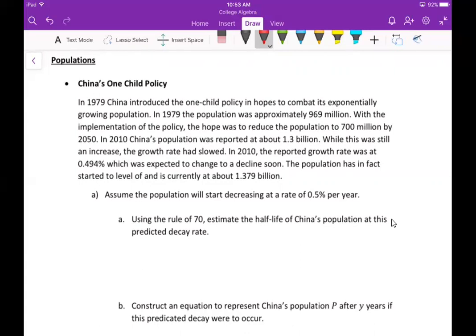And one thing that was done to control this growth, especially in a very overpopulated area, right? China is typically known for its overpopulation, is that in 1979, you guys have probably heard of this one-child policy. In 1979, China did introduce the one-child policy in hopes to stop this exponentially growing population that they had. Okay, so think about what that does in a very simplistic view.